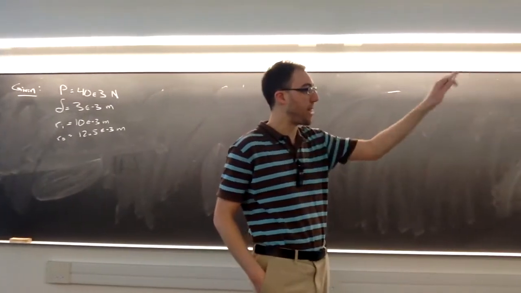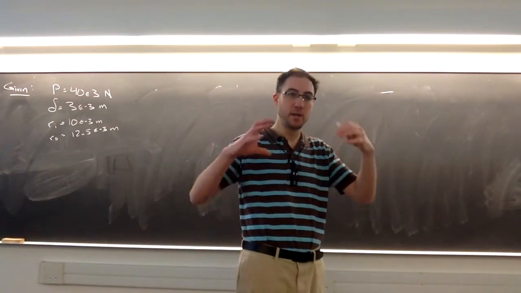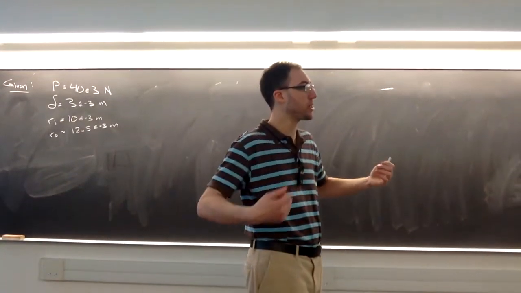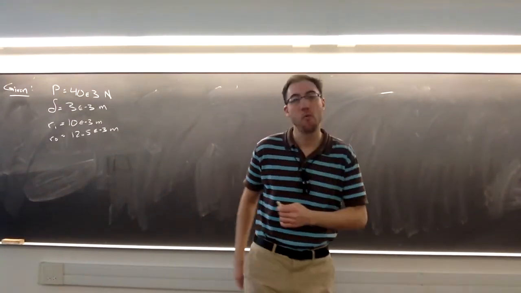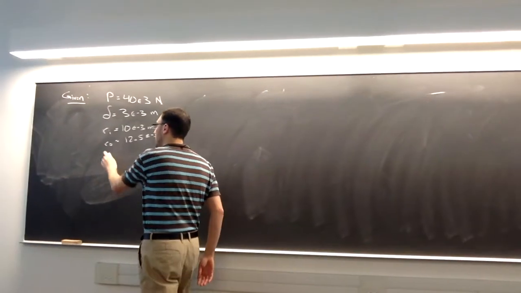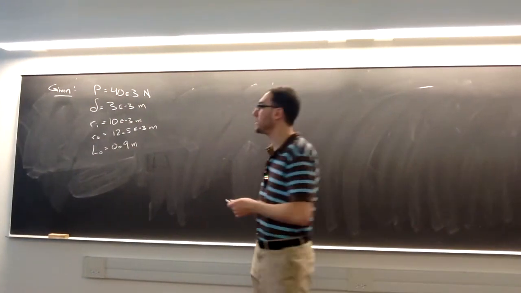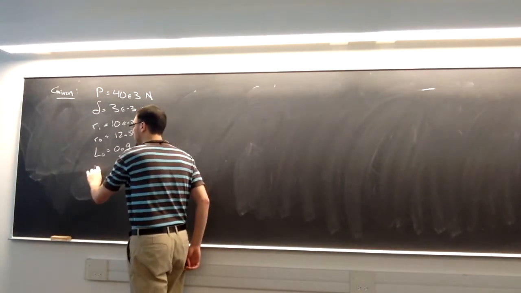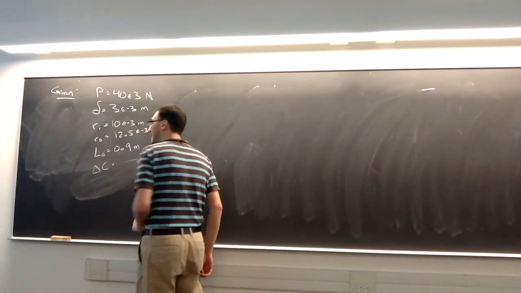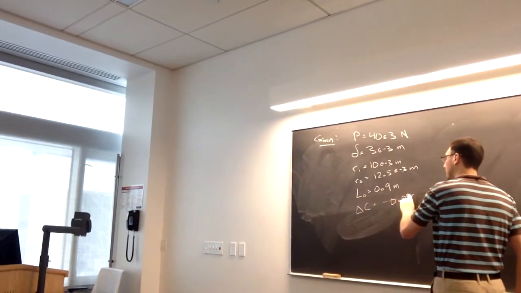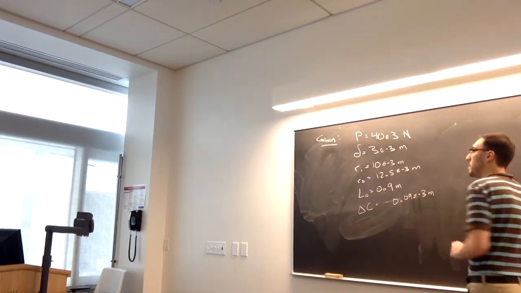Right, the initial length. The pictures we're given are almost always of when it's just resting there before we're loading it, and then we put the load on, and then it deforms. Originally, this rod is 0.9 meters long. Right, we're told that the circumference decreases by 0.09. I'll call that delta C for this problem. It decreases, so that's going to be negative 0.09 times 10 to the negative third meters.